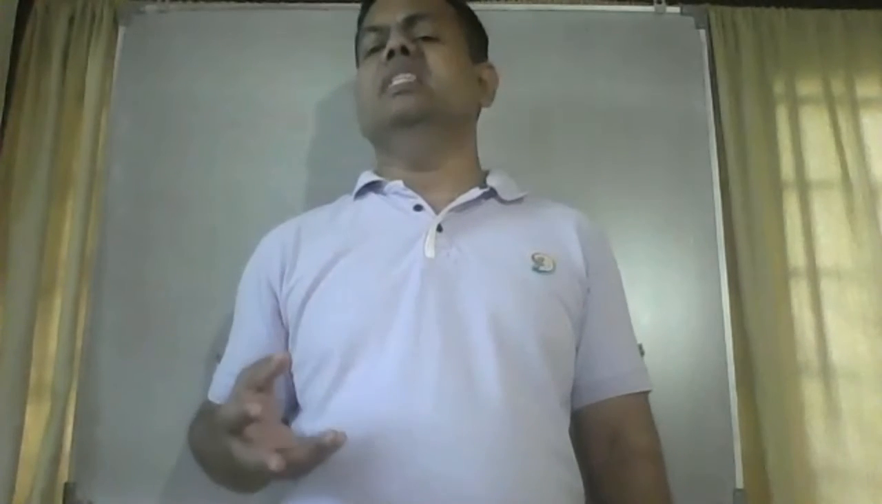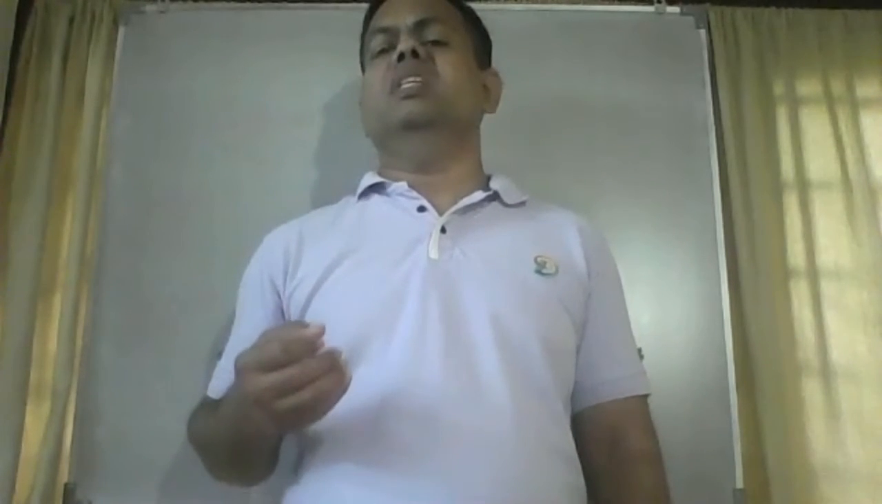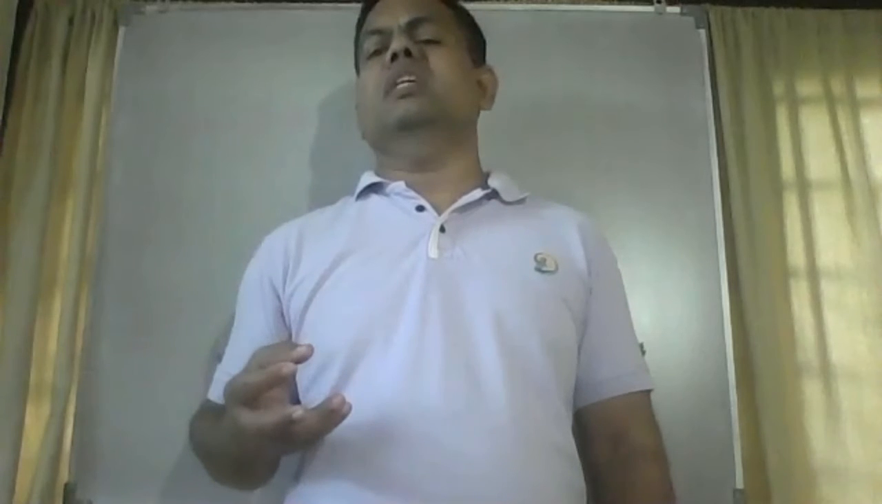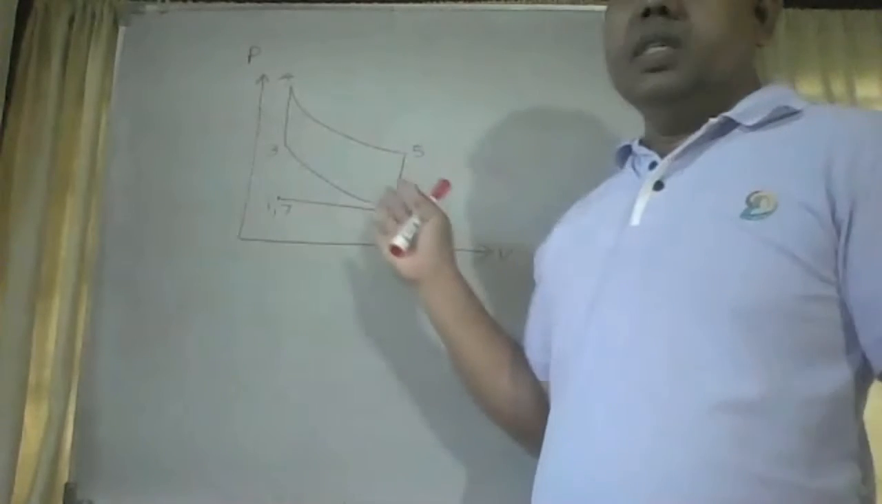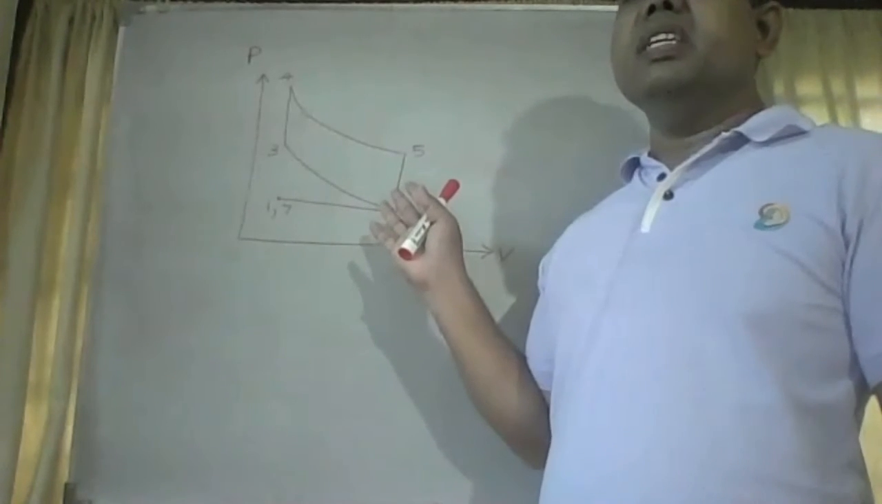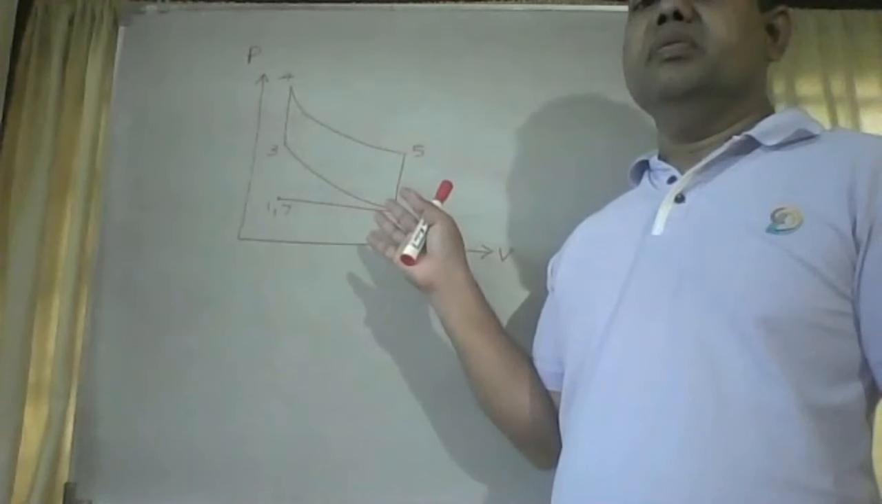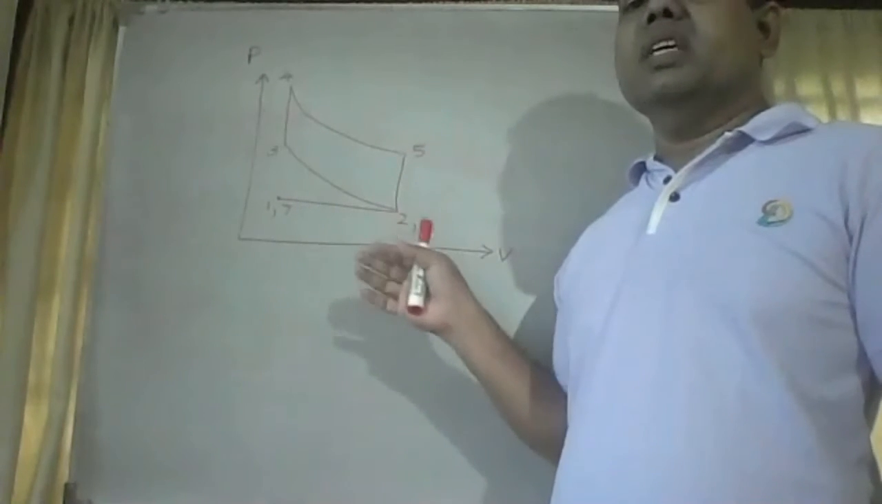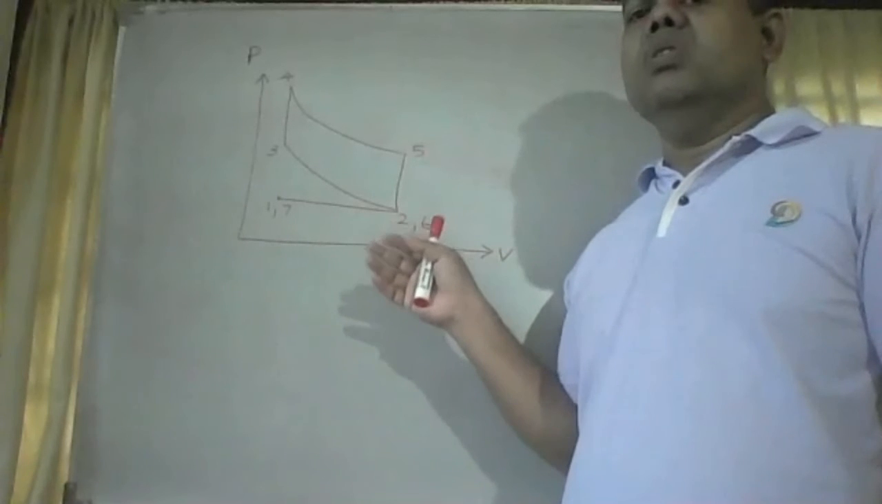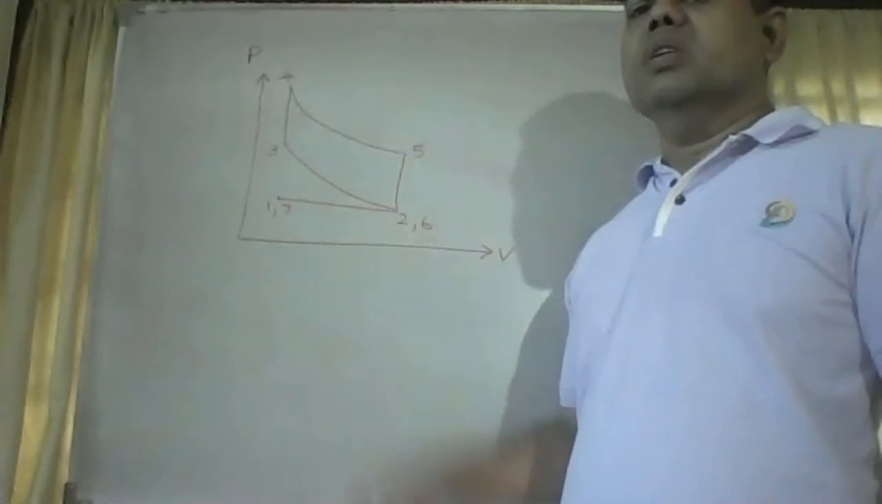The PV diagram of a petrol engine, which is called the Otto cycle, is as follows. There are 7 steps in the PV diagram during a 4-stroke cycle of an Otto cycle engine or petrol engine.